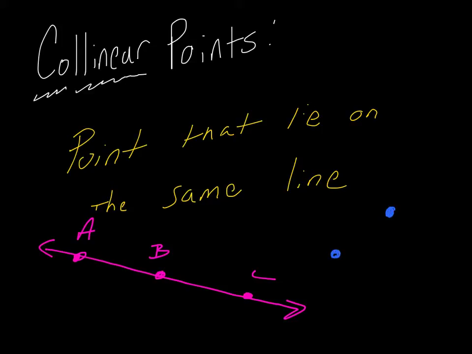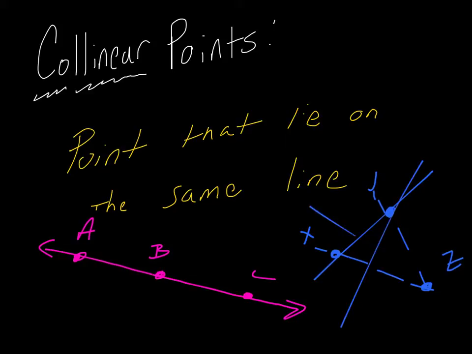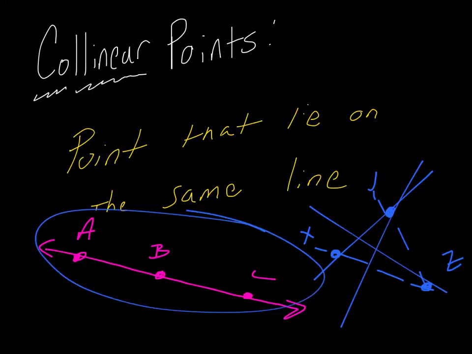Now, we can contrast that with these 3 points over here in blue. If I extend a line, let's go ahead and name those. We'll call it X, Y, and Z. There is no one line that I can extend that hits all 3 of those points. So that tells me that those are, in fact, not collinear. But A, B, and C are collinear points.